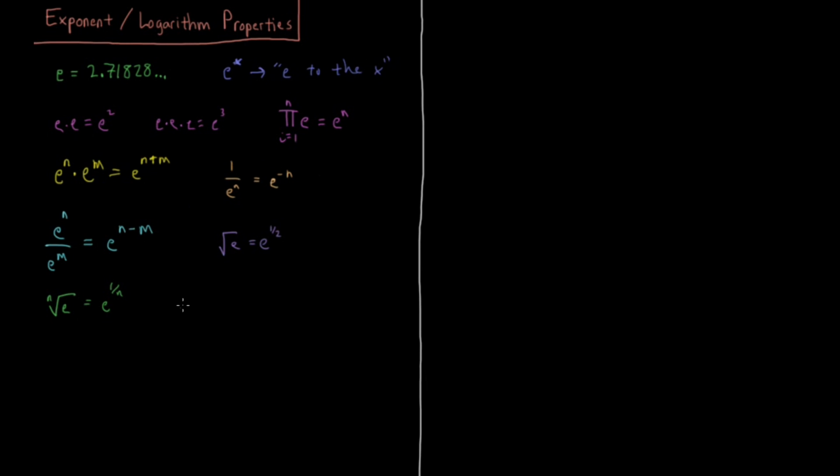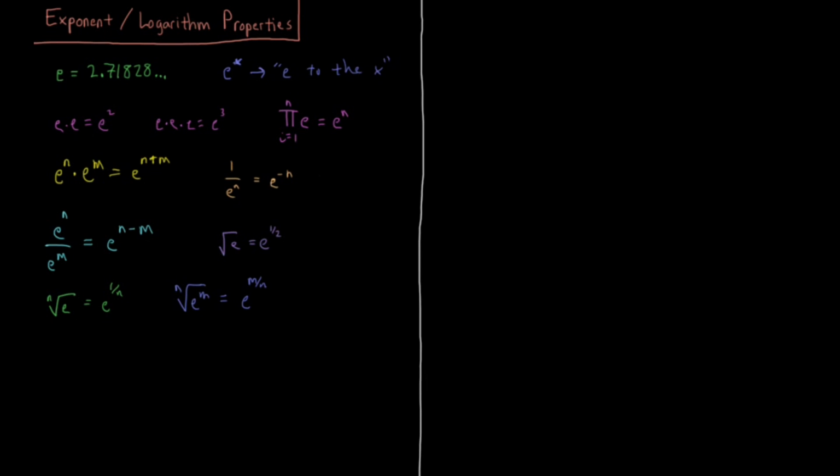Okay, and then we have the nth root of e to the m, which is equal to e to the m divided by n. That's the same thing as e to the 1 over n, but now on the inside, instead of e, you have e to the m. So it's e to the m divided by n.